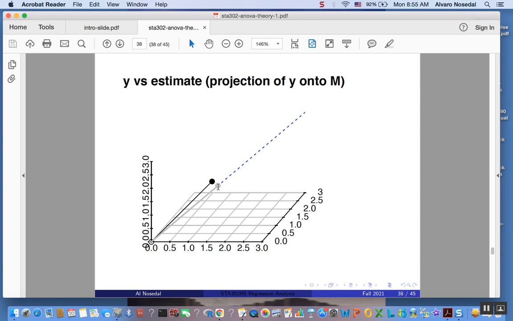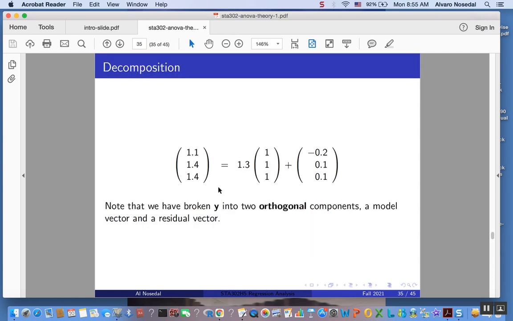So that's from a statistical perspective, right? We found this estimator of beta 0.